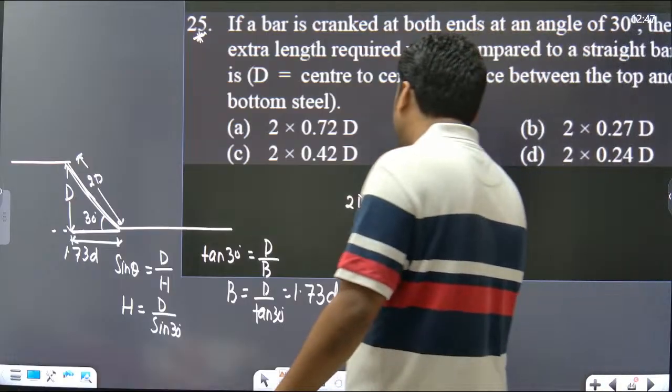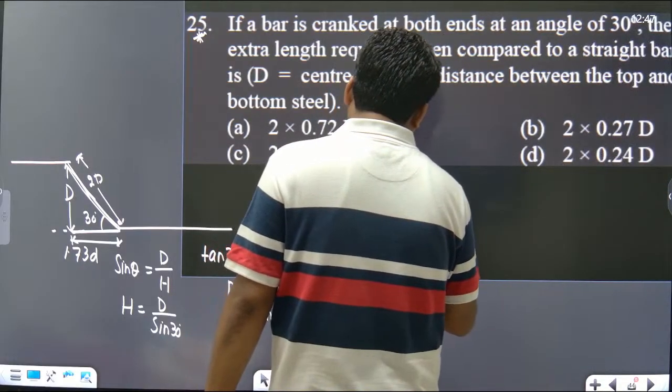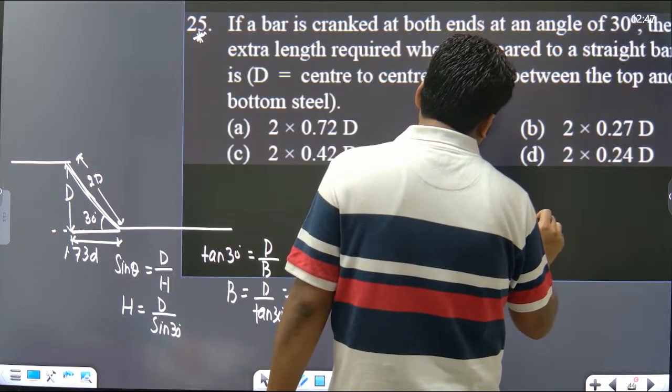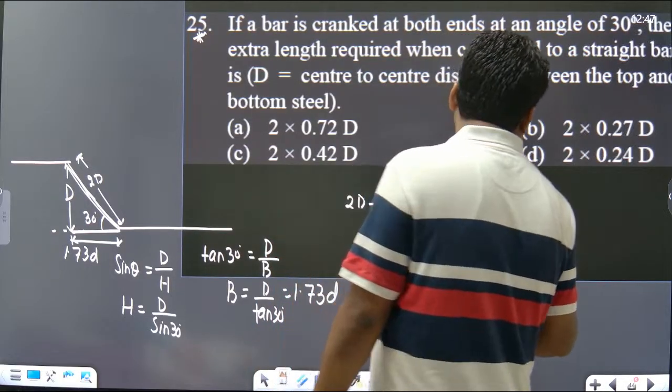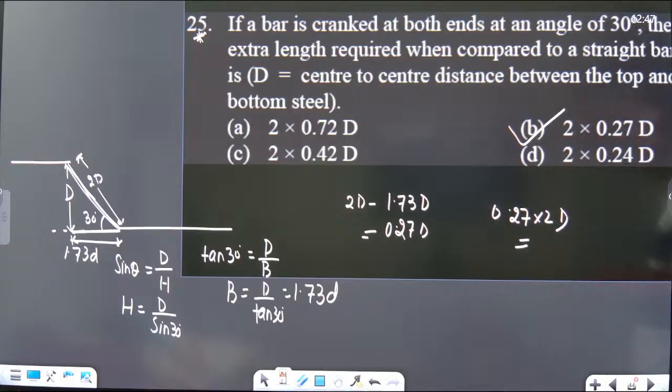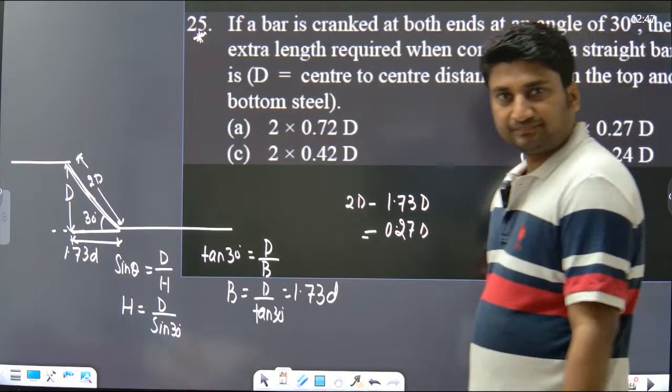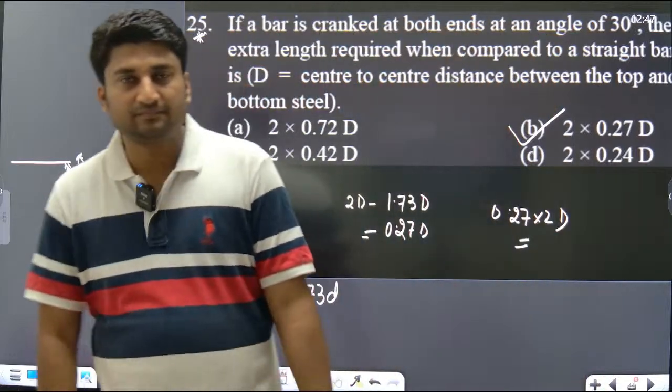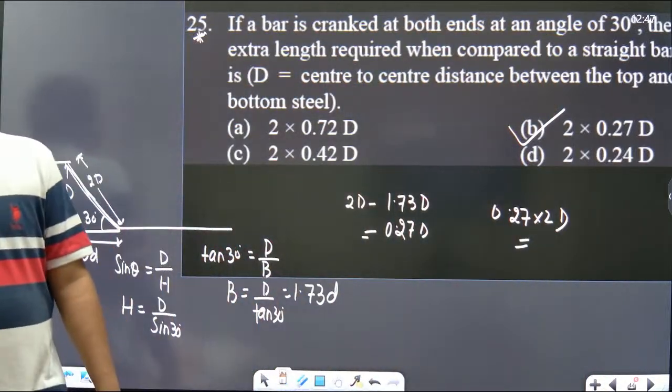Now the crank is given on both the sides. If the crank is given on both the sides, it is 0.27 into 2 times D, which is option B. Understood? Clear everyone?